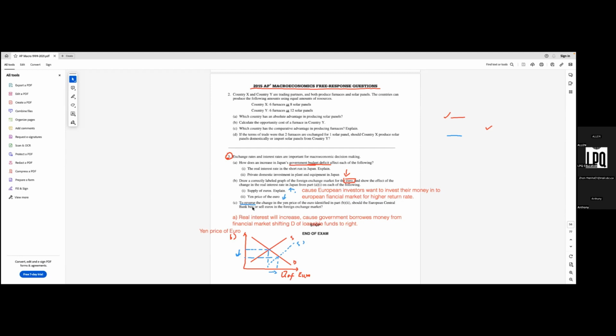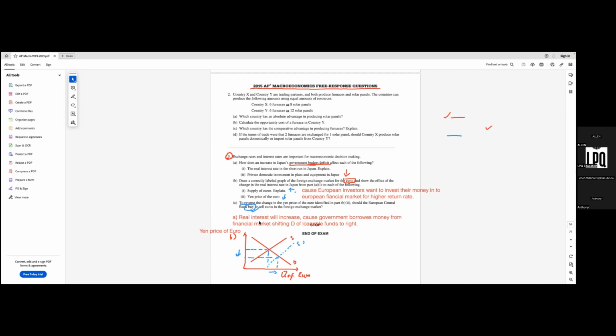Okay, so question number C, you should buy your own currency. Basically, you shift the demand curve to the right, so you can reverse the change in the exchange rate market. You want to increase the value of your own currency. So you should buy your own currency, and the final answer here should be buy.